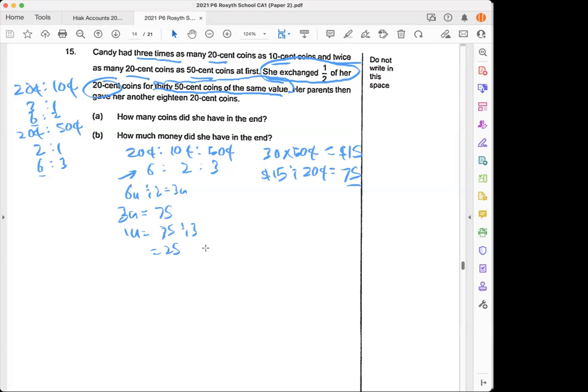Now, what's the question? How many coins did she have in the end? Now, how many coins did she have at first? 6 plus 2 plus 3. That's the total number of units that she has, right? So it's 6 plus 2 plus 3. That gives you, wait a moment. Let me use a calculator.